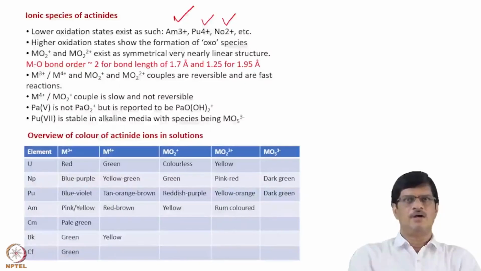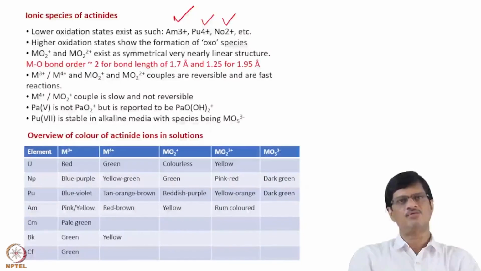An ionic species like M3+ gets oxidized to M4+. Similarly, MO2+ gets oxidized to MO2 2+, and these couples are reversible and fast reactions are possible. On the other hand, the M4+ to MO2+ couple, that is the tetravalent actinide to the pentavalent actinide, is slow and it is not reversible. This is because of the bond formation between the metal and the oxygen, and this is a slow process, and that is why this is not a reversible couple.